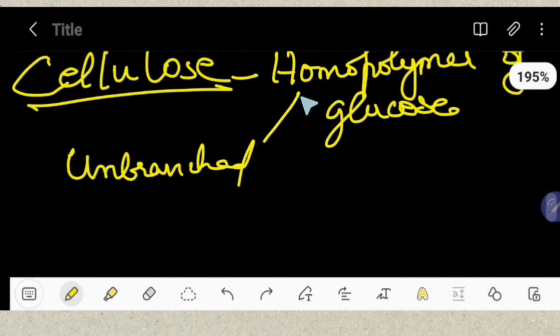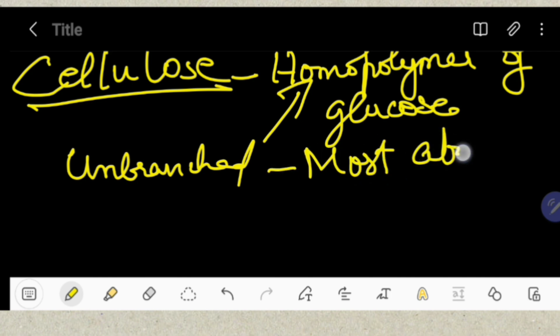Cellulose is the unbranched homopolymer of glucose. It is not branched, and it is the most abundant polysaccharide. Most abundant polysaccharide, not most abundant element. The most abundant polysaccharide on earth is cellulose. And we know that cellulose is present in the cell wall of plants.